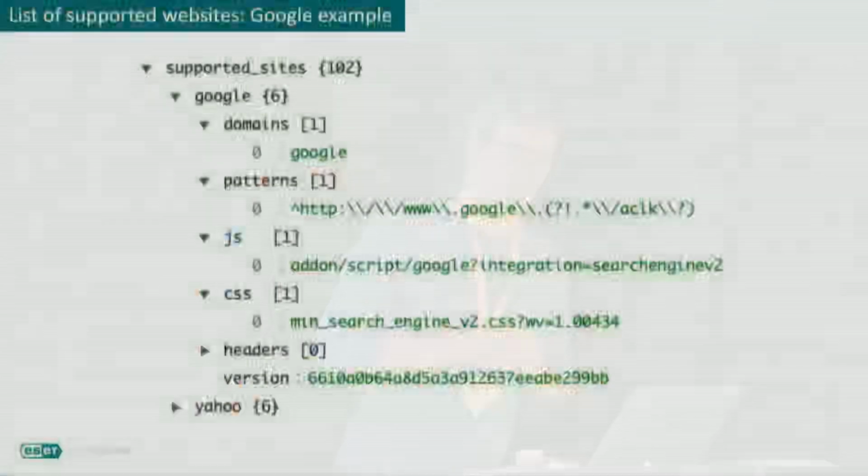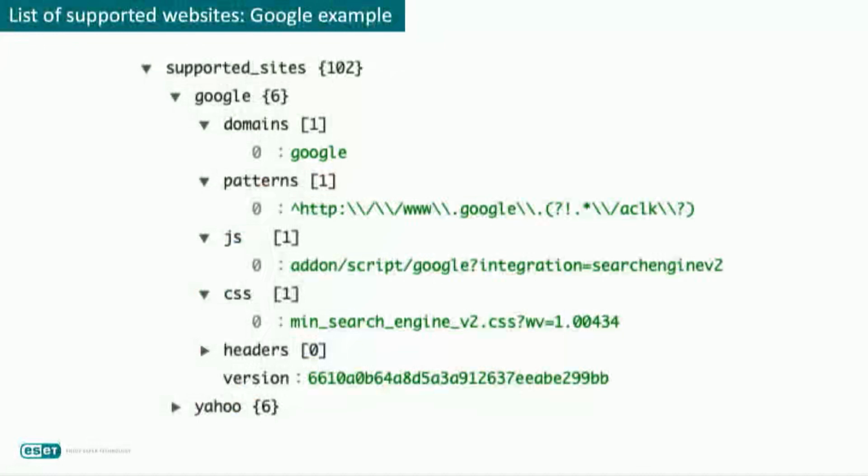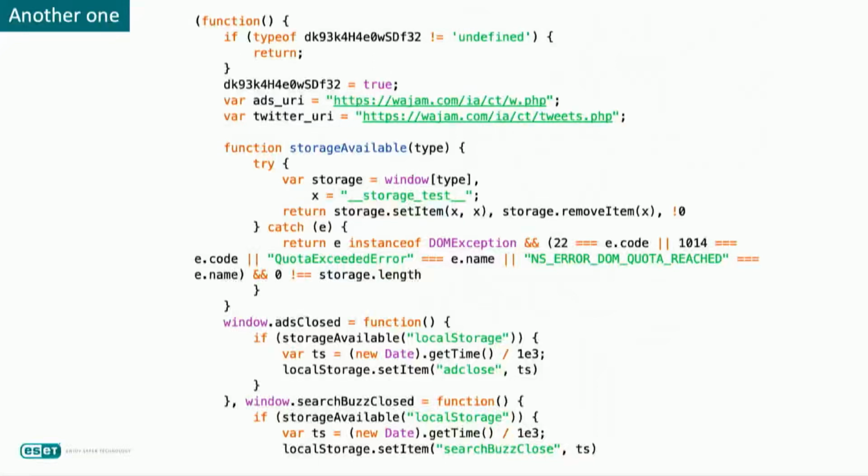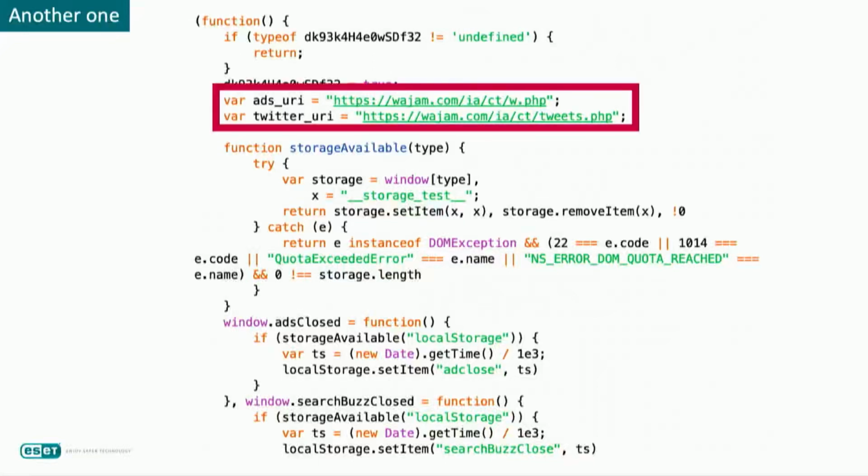So if we look at one example, it looks like this. There is the regex pattern to match the website, here Google, for example, and the path of the remote JavaScript file to inject. So this is the JavaScript file for Google, for example. It injects another file, and this is the one responsible for the ads injection.